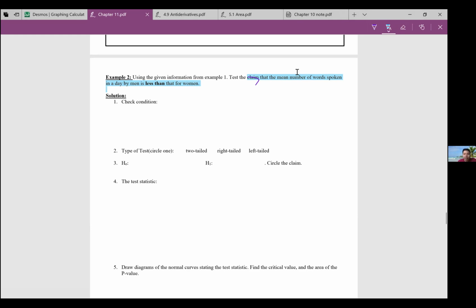Okay, so check conditions. We know n1 is 186, so bigger than 30, all right? n2 equal to 210, also bigger than 30, all right? So we're good to go, all right?